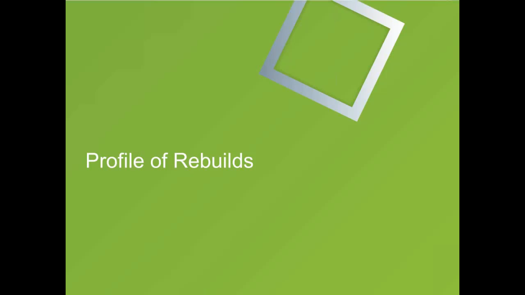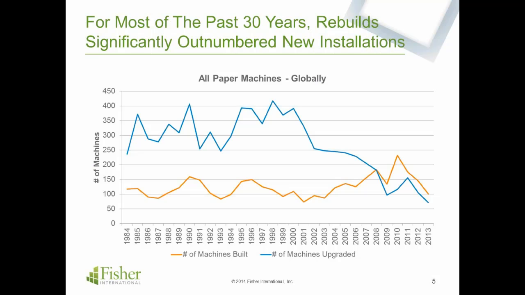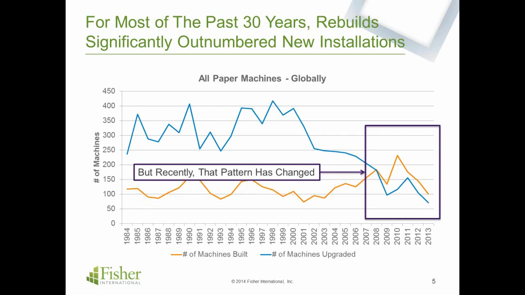So let's start by examining a profile of rebuilds in our industry. You see here that for most of the last 30 years, rebuilds have significantly outnumbered new machine installations. This blue line, of course, is the number of machines that have been upgraded, and the orange line are new installations. But in recent years, those lines have crossed. That pattern has changed. You'll see that we've been doing more new installations than rebuilds. And there are a couple of reasons for that.